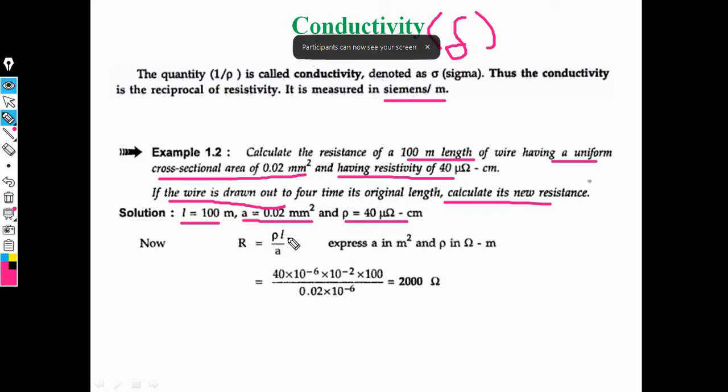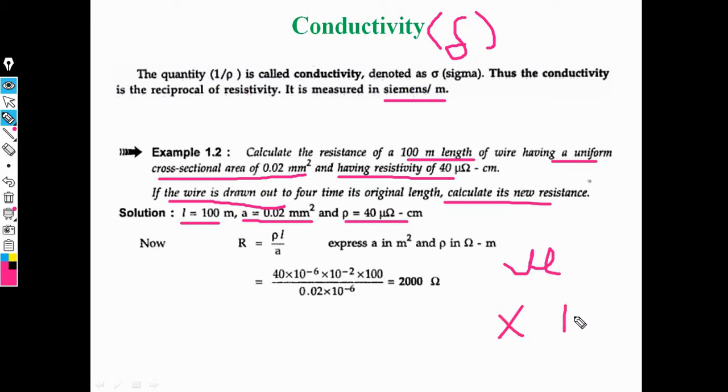Here rho is given. R is equal to rho into L by A. The rho value is given here. It is 40. Micro means we have to convert, multiplied by 10 raised to minus 6. Micro means 10 raised to minus 6. The resistivity is 40 micro ohm centimeter. Now put 40 into 10 raised to minus 6 here. Then length is 100, and here 10 raised to minus 2.